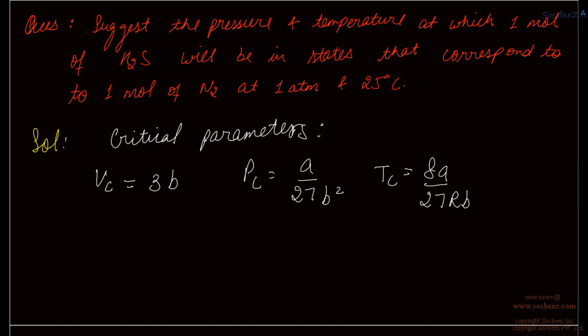Now, critical pressure is the pressure above which, no matter to what amount I raise the temperature of that particular gas, the gas will not be converted to the gaseous state. It will always remain in liquid state. And the critical temperature is the temperature above which, no matter how much I press that gas or how much I increase the pressure of that gas, the gas will always remain in the gaseous state.